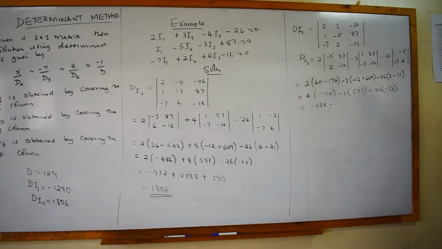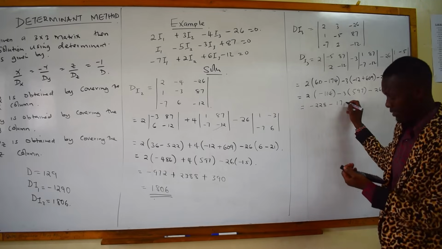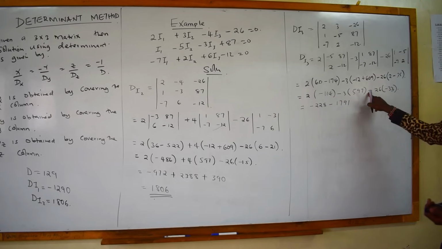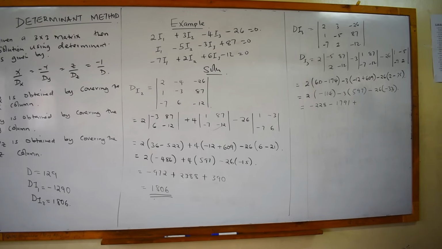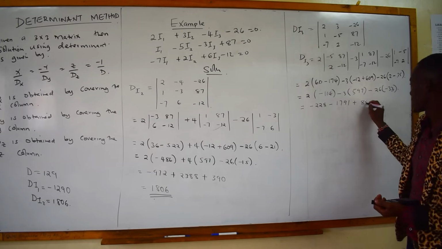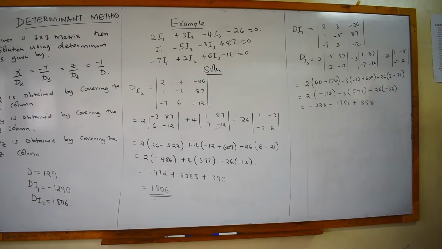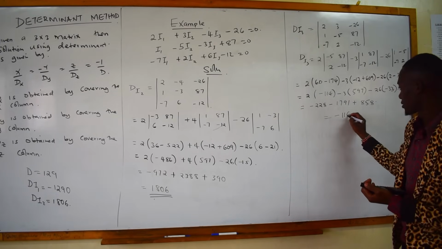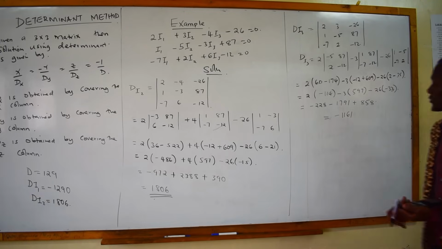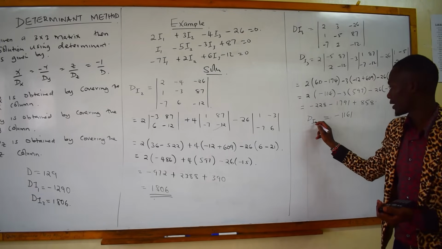Subtract 597 times 3 gives us what? 1791. Then you have a negative here, so this becomes positive of 26 times 33 gives us 858. So therefore, adding all these terms, we get 971. Then subtract 228, get negative 1161. So this is your value for DI3.